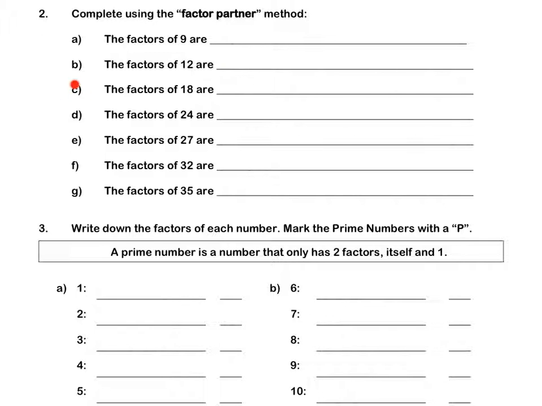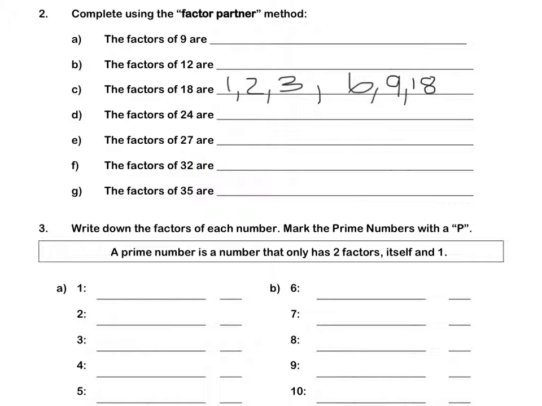Get out your pens so we can do C together. The factors of 18, we're going to use the filling in method. 1 and 18. Then after 1 comes 2. 2 is a factor of 18 because 2 times 9 is 18. Then after 2 comes 3. 3 is a factor because 3 times 6 is 18. Then 4. 4 is not a factor. 5. 5 is not a factor. And 6 is a factor which we already have. So we have all our factors of 18 without missing a single one.